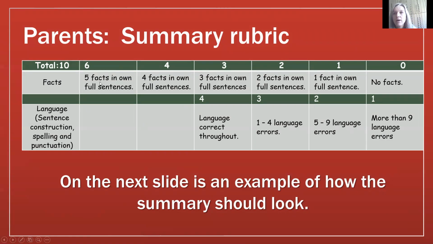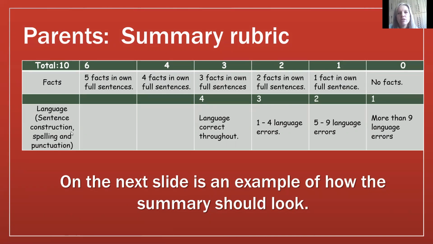Facts. If they have 5 facts in their own full sentences, then give them 6. 4 full facts in their own full sentences. In other words, they wrote them by themselves. 4 marks. 3 facts, 3 marks. 2 facts, 2 marks, and so forth. You'll see if they have no facts, in other words, they didn't get any of the information from those paragraphs, then you can't give them any marks.